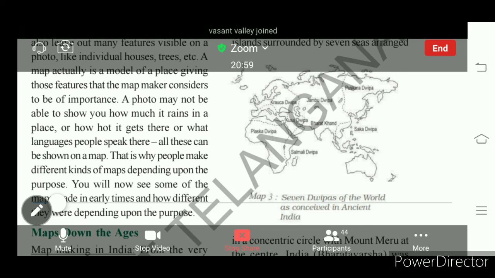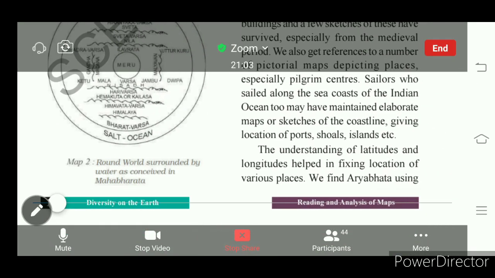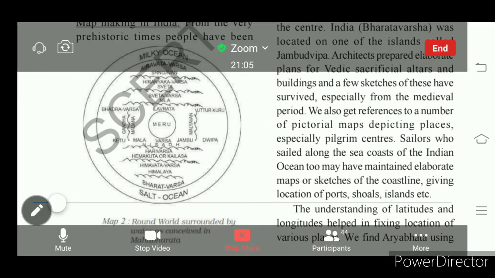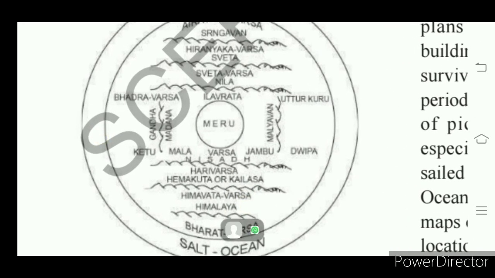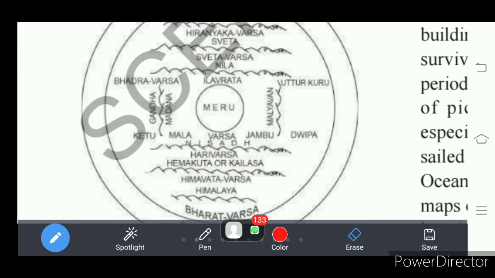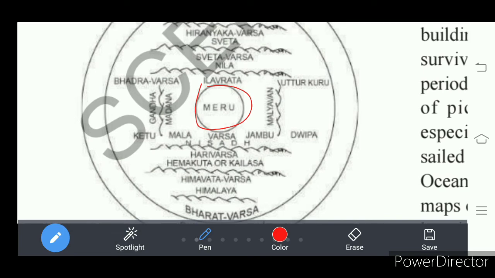So what is there in this map, right? What is there in the middle? In a concentric circle, Mount Meru is at the center. I am highlighting this. Look at this. What is this? Mount Meru. It is at the center.